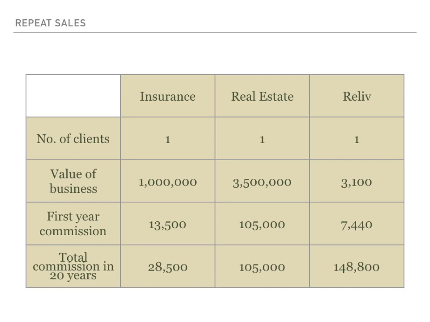If you are in Relief, you sell one can. The value of the business is 3,100. It seems small, no? But because the person is buying every month, your first year commission is 7,440. And the person is buying for 20 years, so your 20-year commission is 148,800. So does it look small? Of course, maybe a person will not remain with you for 20 years, but since you are the distributor and the seller, you can always replace them.